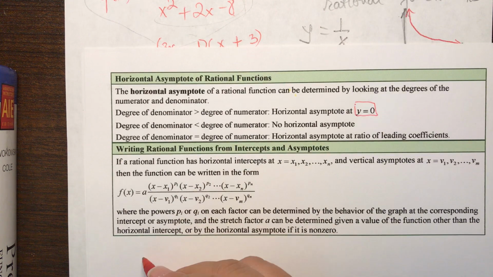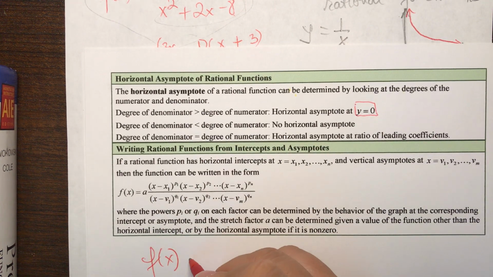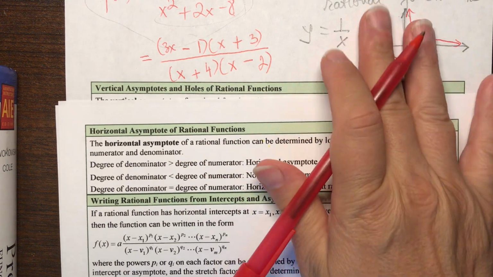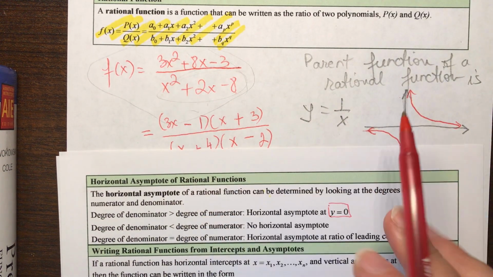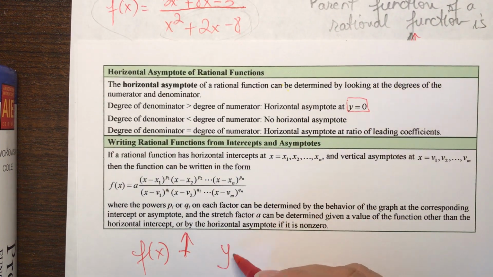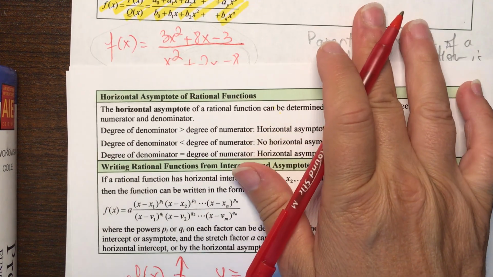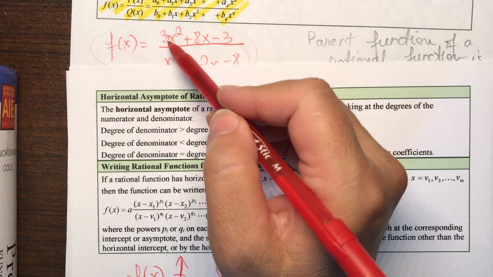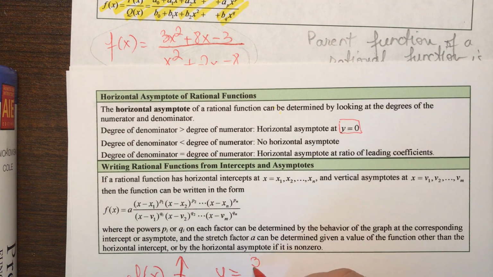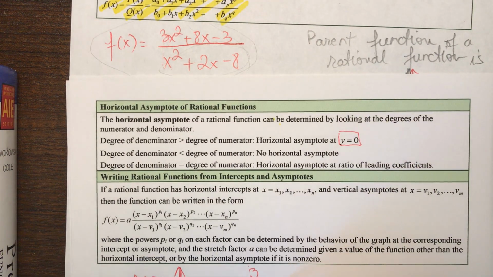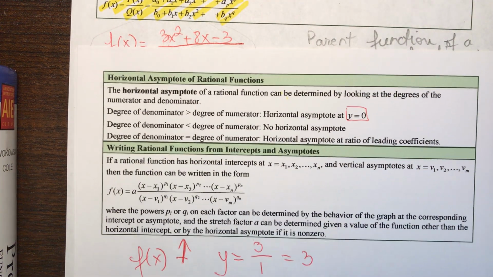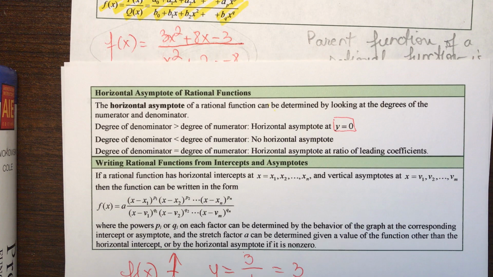So for our problem from above, because the degrees are the same, you have a 3x squared and an x squared, then you get a what? The leading coefficient is the coefficient of the highest degree, divided by the leading coefficient, the coefficient of the highest degree. In other words, y equals 3 is going to be a horizontal asymptote.